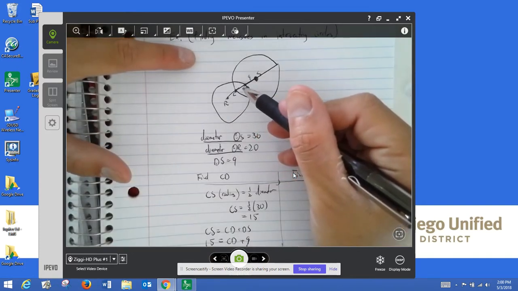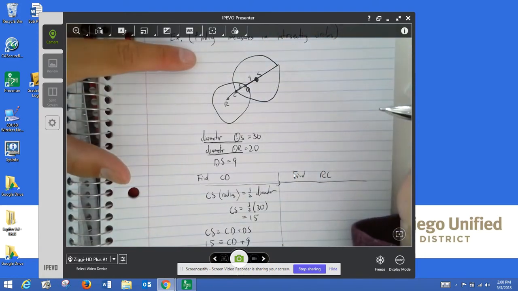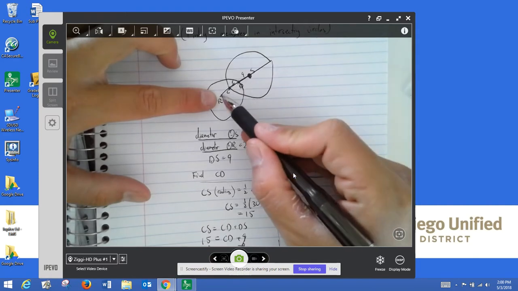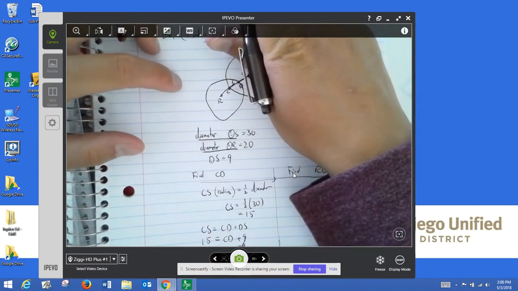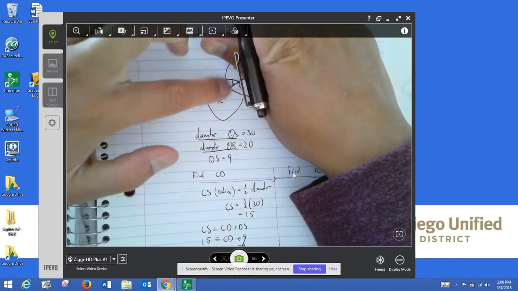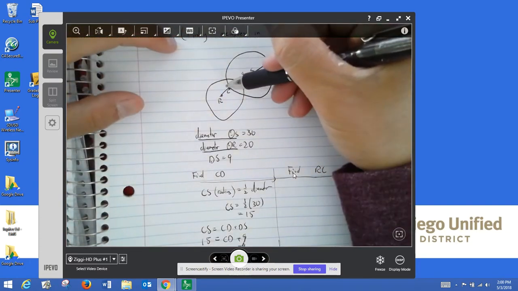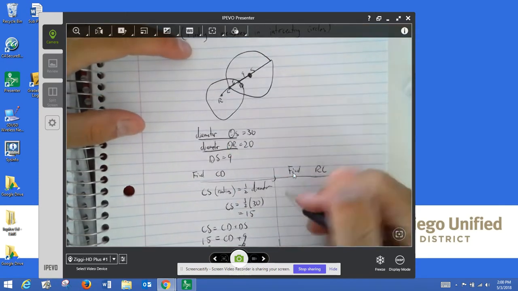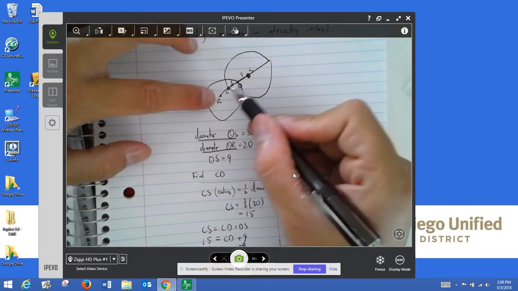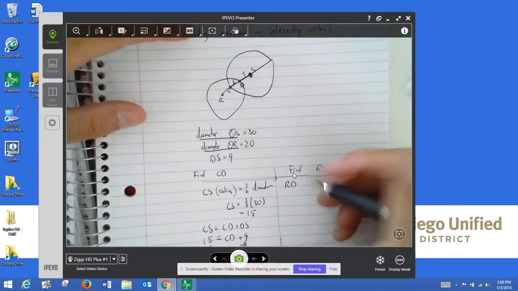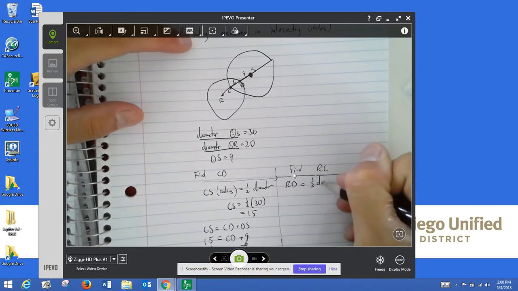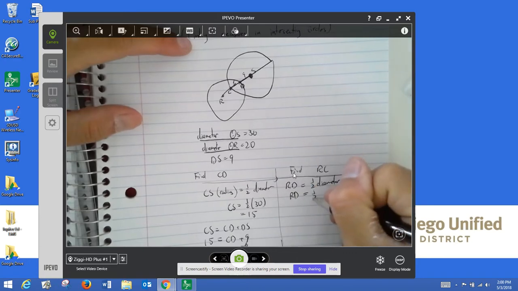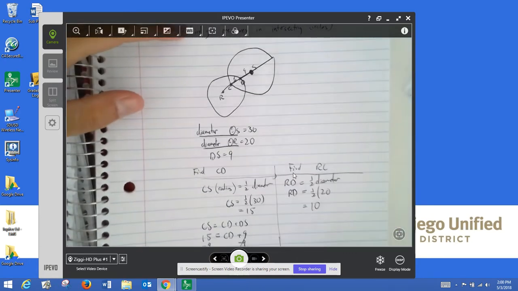And then for RC, you do something similar, because RC belongs to this guy here, and we just found CD is going to be 6. Let's look at the whole thing. This circle here is circle R, and its diameter is 20. RD is the radius of this really ugly circle, so RD is 1/2 times 20, which is equal to 10. So RD is equal to 10.